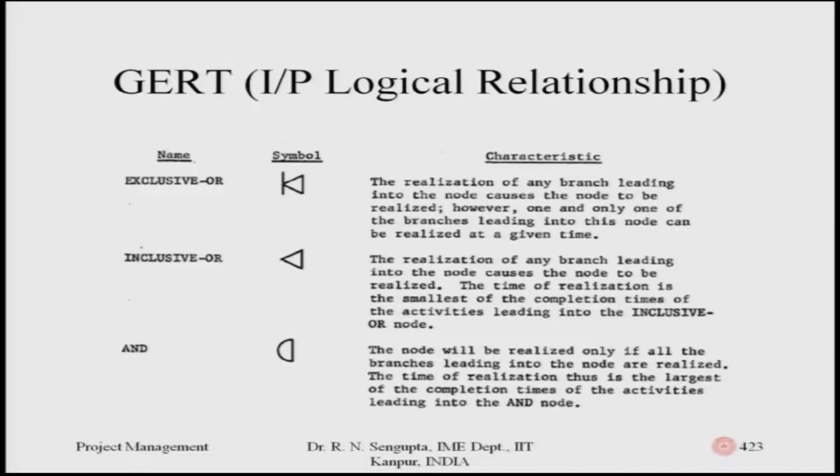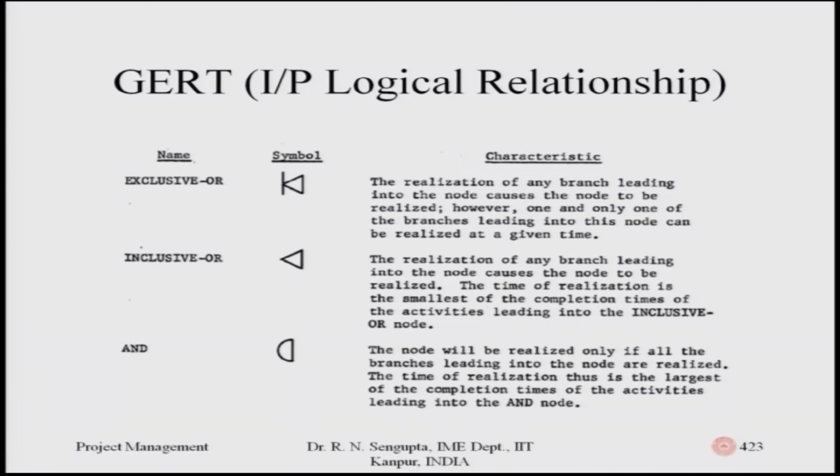If you come back to the 3 inputs, it means that if you read the characteristics, that will make it clear. The first one, which is an exclusive OR, says that only one and only one of the branches leading to the node can be realized at a given time. So, there would be only one. Depending on the realization, it will depend on which one is taken. The second one, which I am going to talk about, is the inclusive OR. It mentions, if you read it, the time of realization is the smallest of the completion times, which means that you will take the minimum of all the times and proceed accordingly.